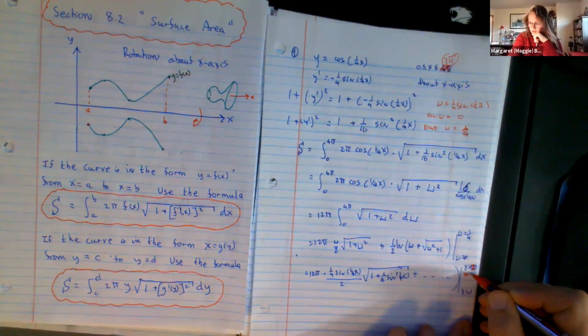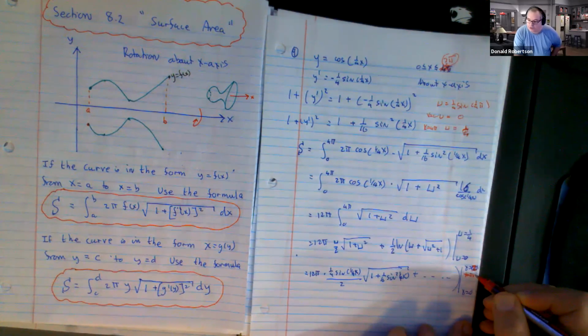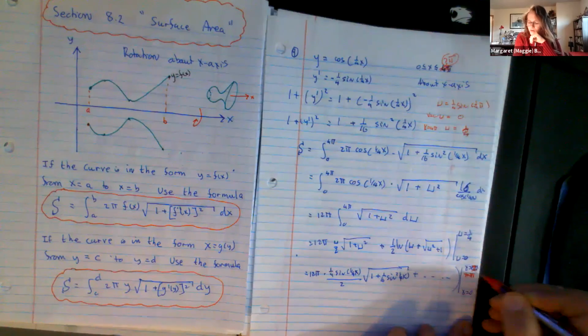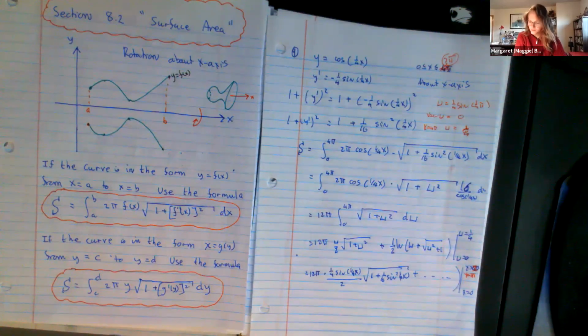But isn't the sine of 2 pi also zero? It's a quarter of 2 pi, so it's now a half pi. Oh, gotcha. Thank you.